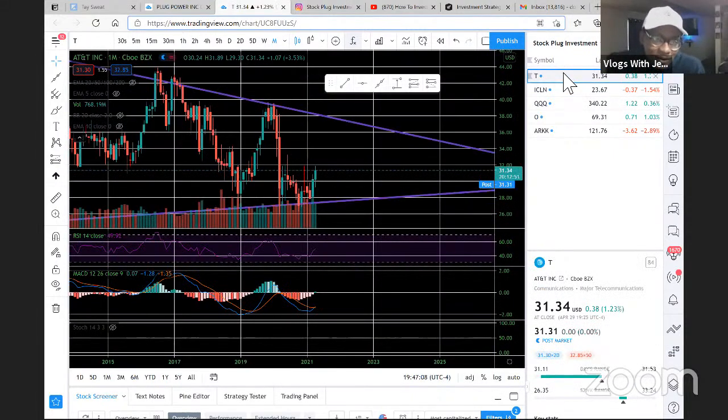And then we've got AT&T right there. AT&T is a dividend play too. And another thing, AT&T is actually a dividend aristocrat. They've been paying dividends every 3 months for the past 25 years plus. Big dogs in the game.